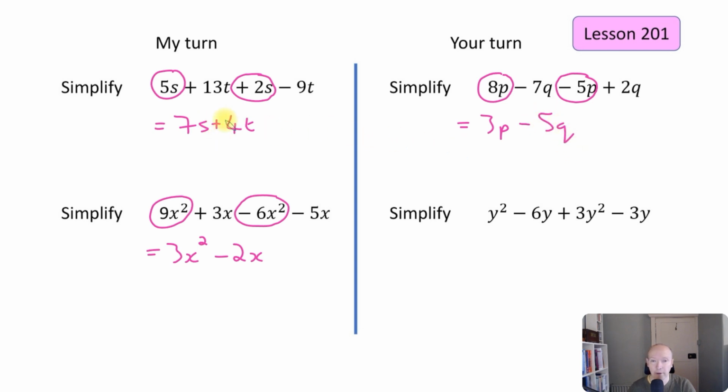Again, common question, how do you know whether that's positive or negative? You just do the sum. 13 take 9 is positive 4, minus 7 plus 2 is negative 5.